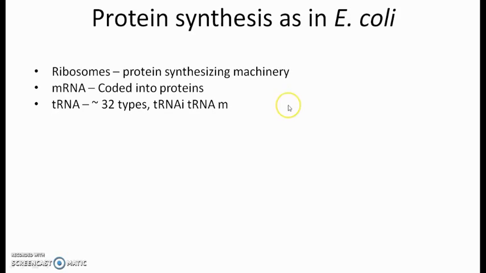There are 32 types of tRNAs in the cytoplasm for 20 different amino acids. The number is more because of codon degeneracy, and in fact there are different types of initiator and elongation phase tRNAs. The initiator tRNA is called tRNAi and the elongation phase tRNAs are called tRNAm. In both prokaryotes and eukaryotes, the initiator amino acid is methionine. So the initiator tRNA is Met-tRNA, the methionine acylating tRNA.